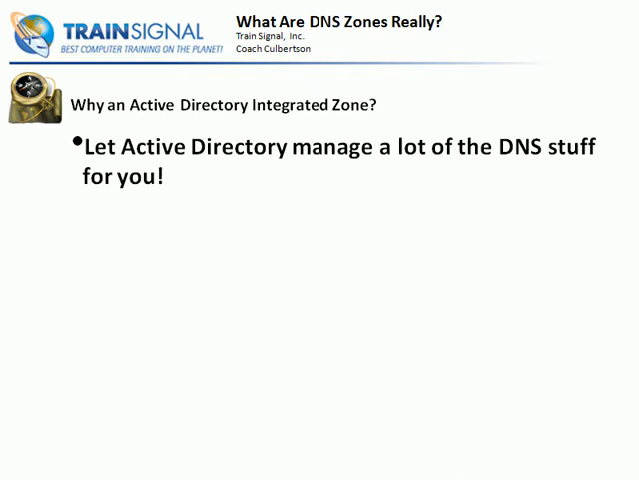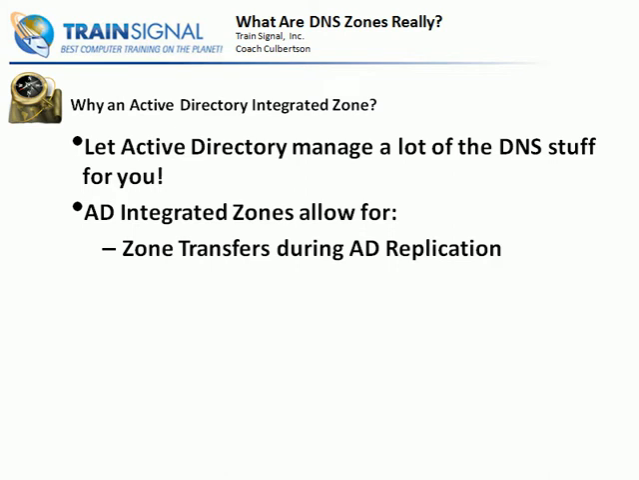First of all, let Active Directory manage a lot of the DNS stuff for you, okay? Stuff like zone transfers during AD replication. Let's say you have 4 different DNS servers that are all Active Directory integrated. They're all on domain controllers. Well, DNS information is exchanged during Active Directory replication as well. Now, you could schedule your DNS information to replicate at a different time if you wanted to, but you don't need to. Depending upon how much DNS information has changed since the last time the domain controllers talked to each other and exchanged any new things that have happened in their particular section of the network.